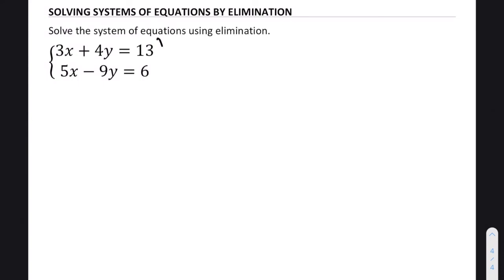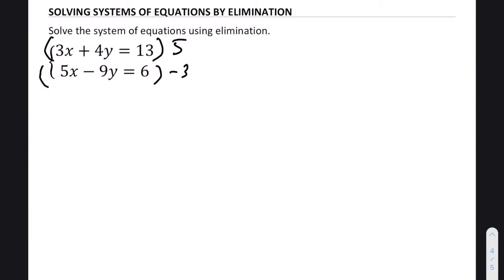And the first equation I'm going to multiply by 5 because I'm getting the 5 from the 5x. So when I multiply 5 times 3x, I'm going to get 15x. And then to get the opposite on the x term in the second equation, I'm going to multiply by, instead of just 3, I'm going to multiply by -3. Then I'll get -15x when I distribute.